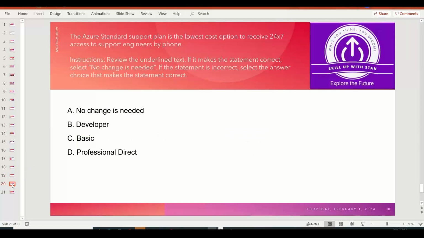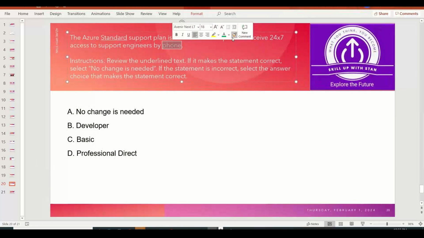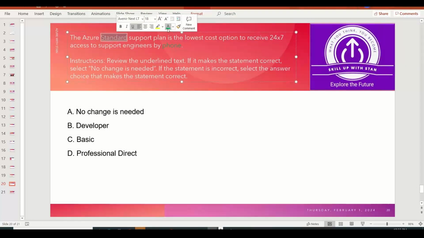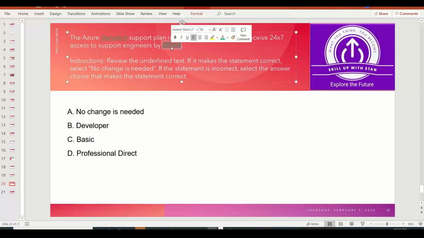The Azure Standard Support Plan is the lowest cost possible to receive 24/7 access to support engineers by phone. Phone is the keyword, and that seems to be true. Standard is the cheapest one. Phone support is available in standard, professional direct, and it's also available in the unified premier plan or the enterprise agreement. So the cheapest one is standard. There are no changes needed.